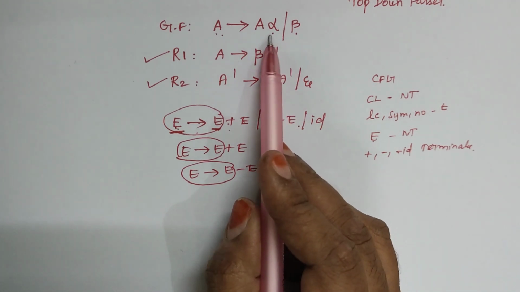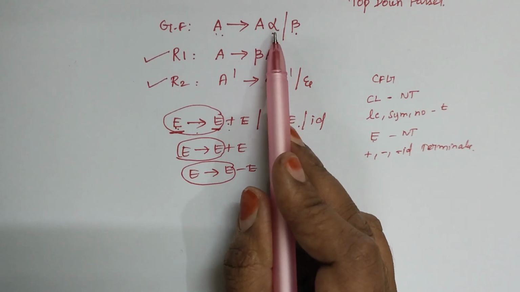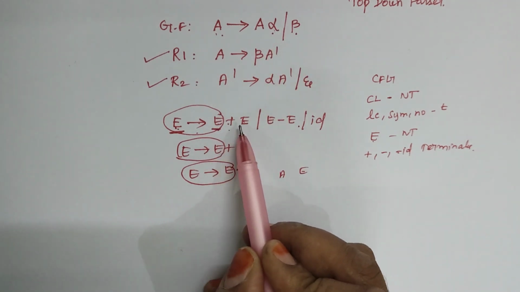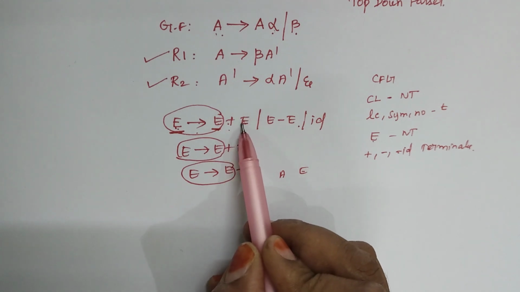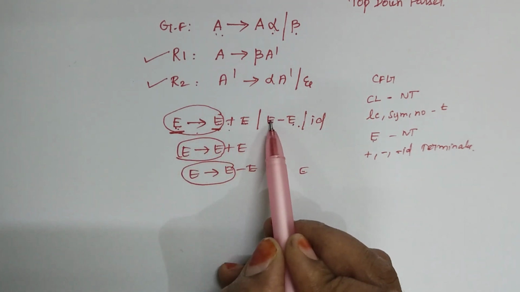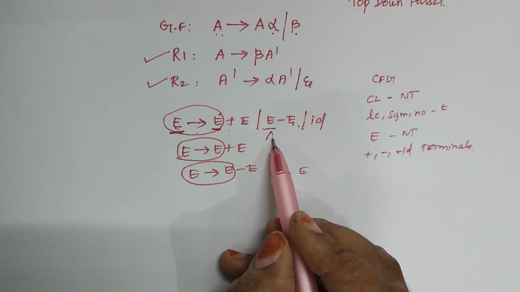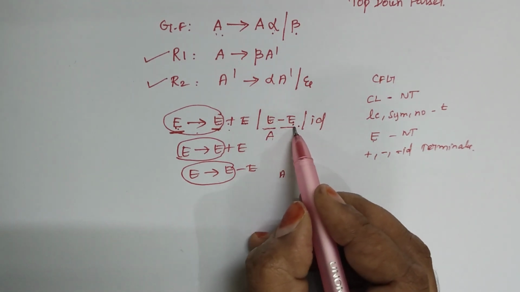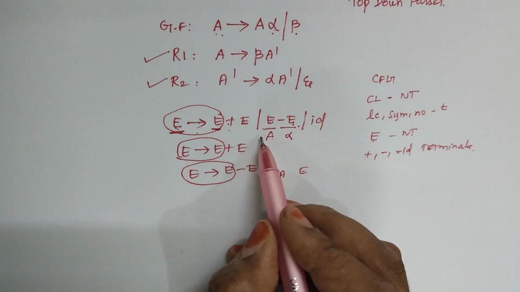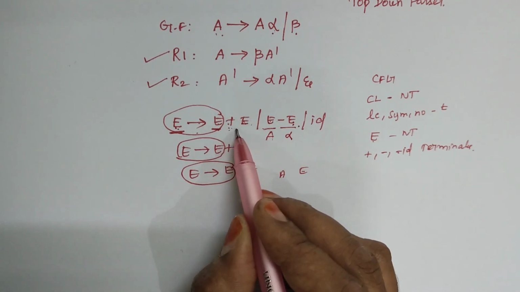Then what is the alpha? Whatever you have after this A will be termed as alpha. So here after this E, plus non-terminal E will be the alpha. Similarly for this production also. So this is E produces E minus E. This E will be termed as capital A. And this minus E will be termed as the alpha. That is, whatever the production which is having left recursion, the remaining will be termed as alpha.